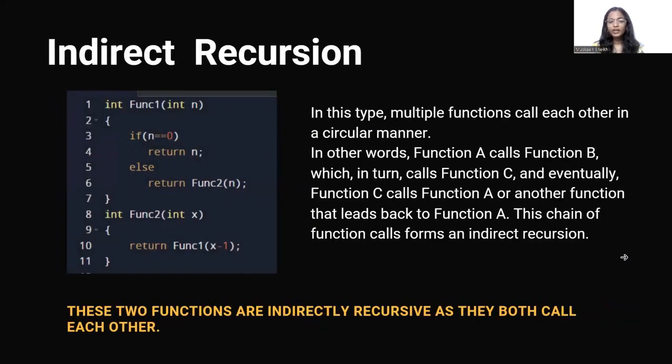Indirect recursion. In this type, multiple functions call each other in a circular manner. In other words, function A calls function B, and function B calls function C. And eventually, function C calls function A, or function C calls another function that leads back to function A. This chain of function calls forms an indirect recursion. In this example, we can see that function 1 and function 2 are indirectly recursive as they both call each other.